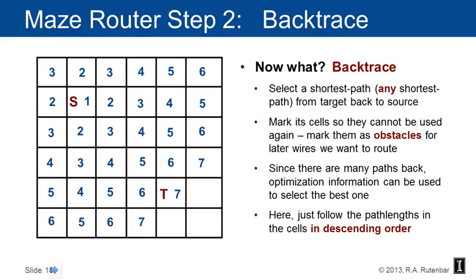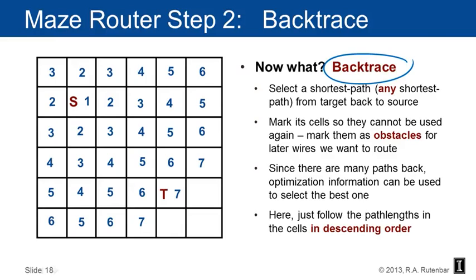Okay, now what do? I do a next step called backtrace. Select a shortest path. Any shortest path. There's actually several shortest paths. There's lots of paths between the source and the target. Select one. Mark the cells so they cannot be used again. In particular, we're going to mark them as obstacles because this path, once we embed it as a real wire, is an obstacle. The next wires I route cannot use this space. And since there are many paths back, this optimization information can be used to select the best one.